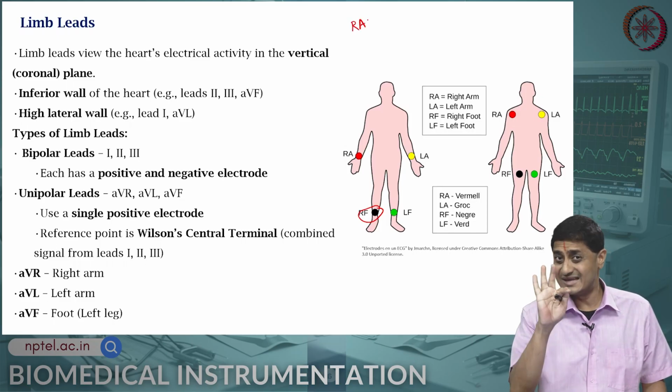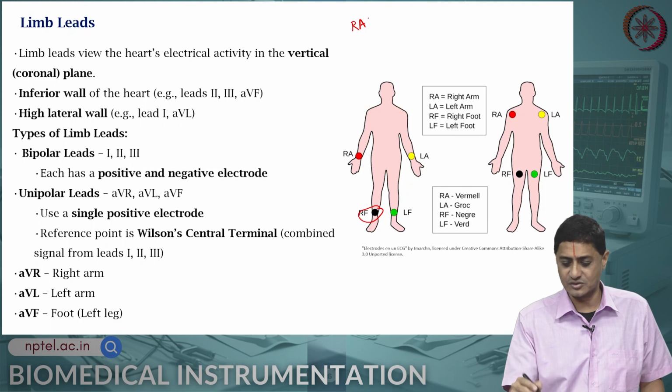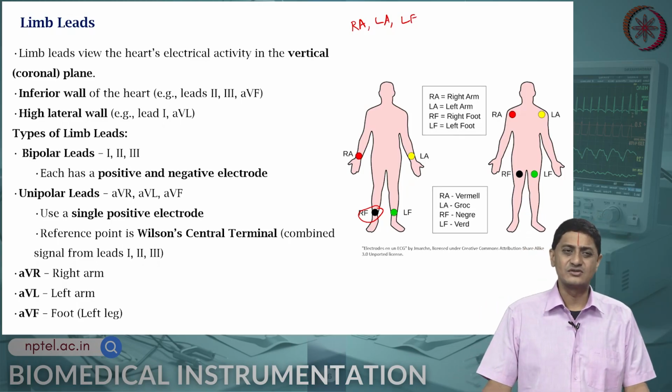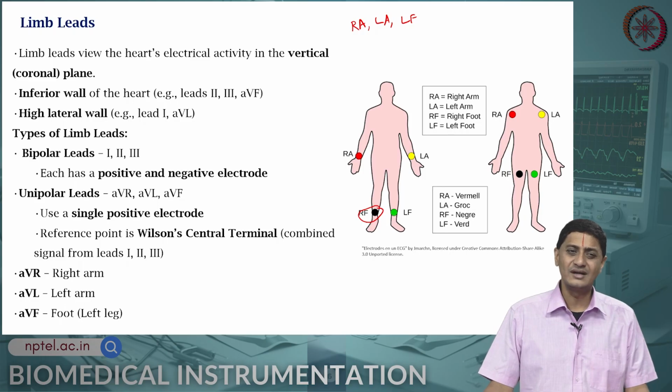We use 3 limb electrodes: right arm, left arm, left foot. These are the 3 electrodes that we place, and from these we compute lead 1, lead 2 and lead 3.